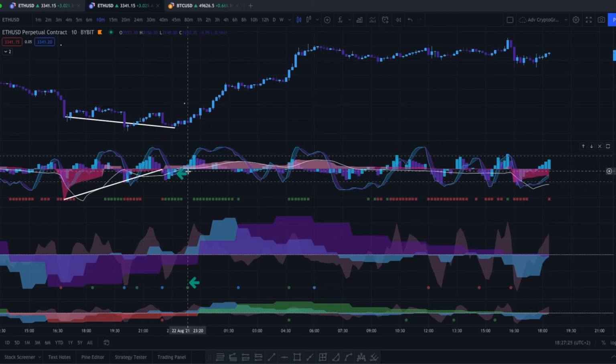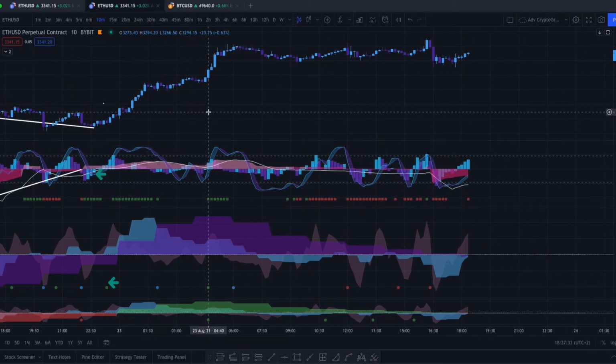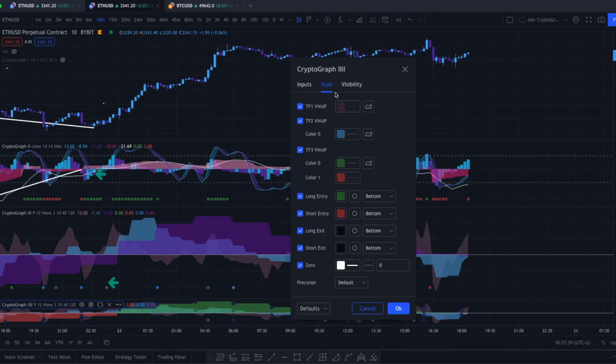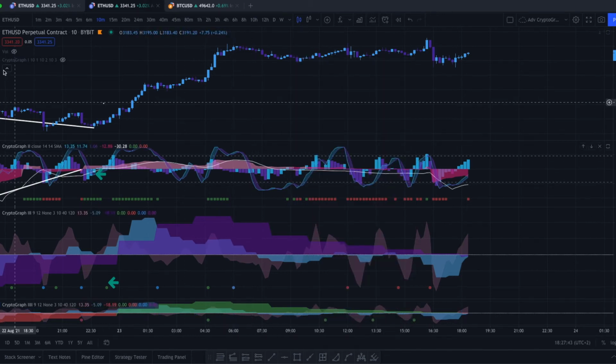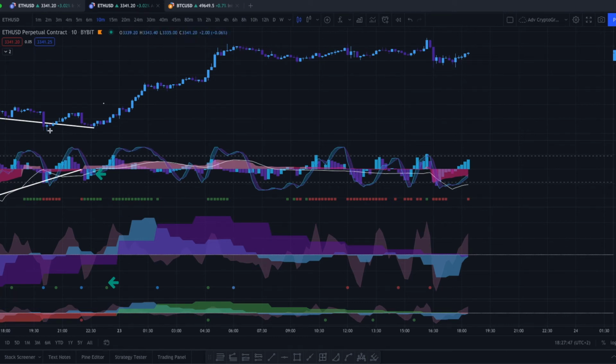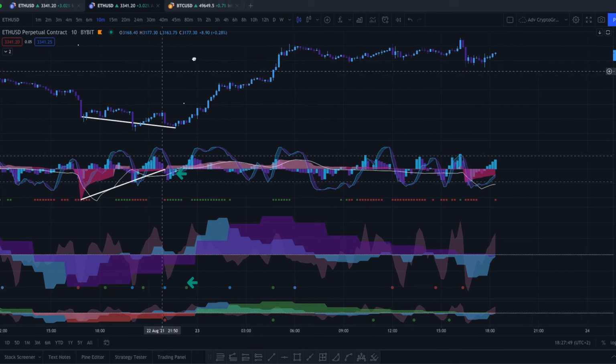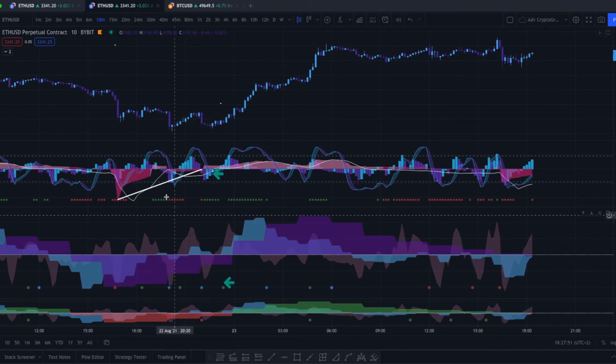So this would have been your long entry, and this would be an indication of an exit. So it's pretty accurate in this case. Also right here is a green dot and a blue dot right after. And you can also do this on CryptoGraph 4. Of course, the exits are very subjective, so you can do whatever you like.